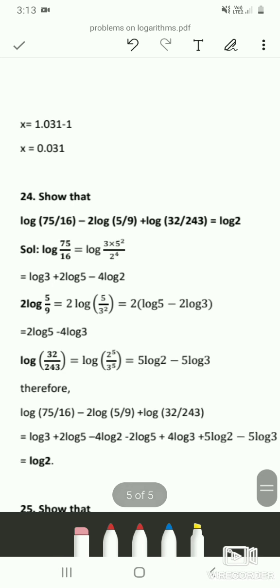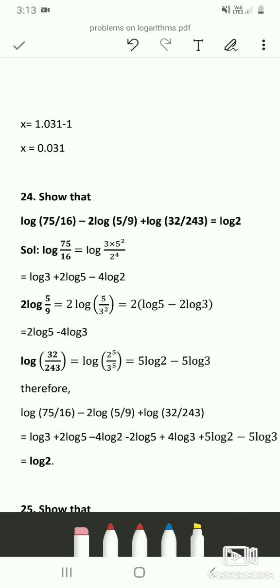So the next set of problems is, show that log of 75 upon 16 minus 2 log of 5 upon 9 plus log of 32 divided by 243 is equal to log 2. So the question will be without referring the logarithm table. Show that this value is equal to log 2.